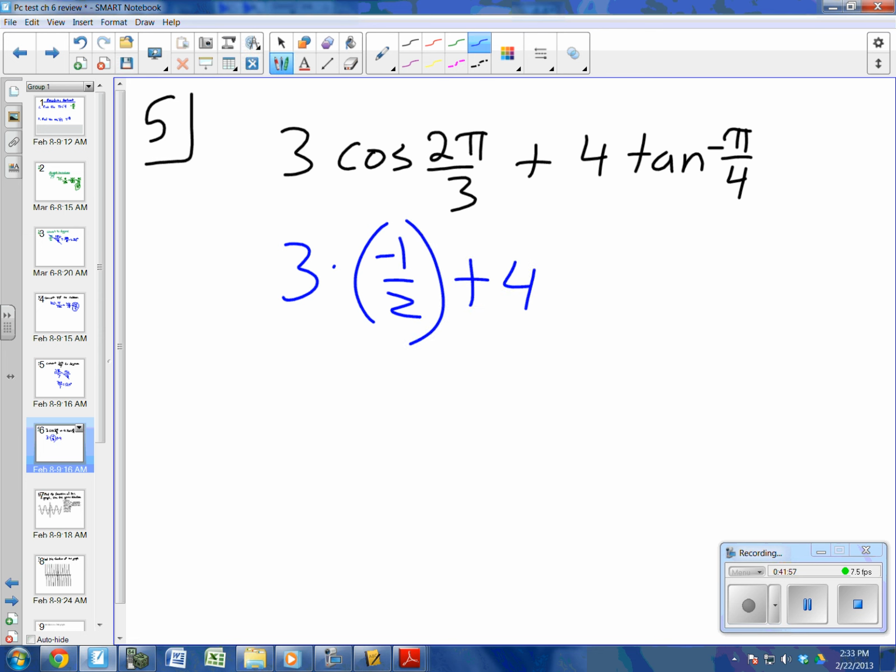Okay, Mari, tangent of negative pi fourths. Huh? No. Where's negative pi fourths going to be? Down in the 4th quadrant. Well, that's the y coordinate and the x coordinate. Tangent's defined to be y over x. So it's going to be negative 1.